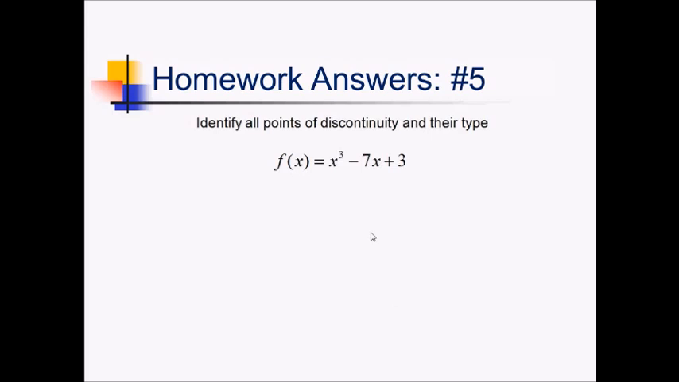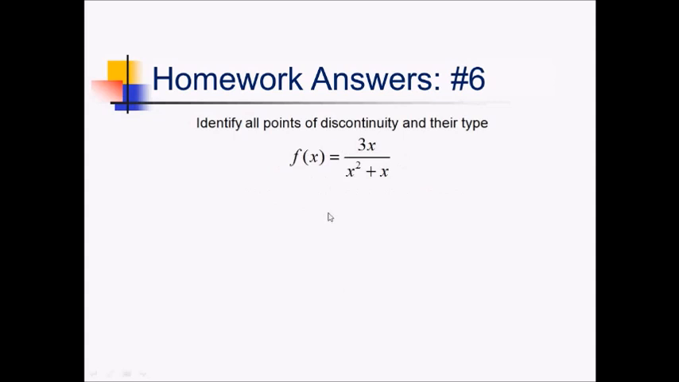For this problem, we want to identify all points of discontinuity and their type. Now, this problem here, you might notice, is a polynomial, and polynomials are known to have no discontinuities. They're continuous everywhere, so we can say no discontinuities without any further proof.